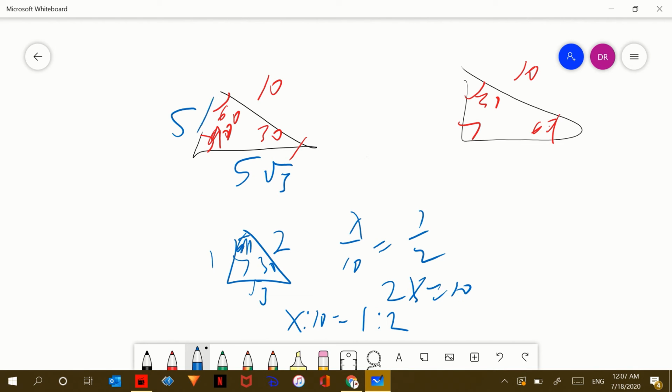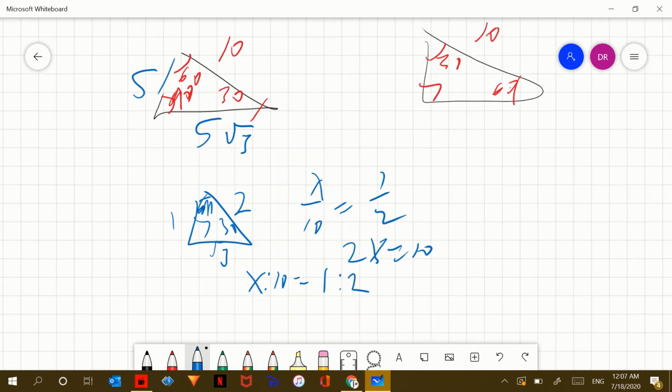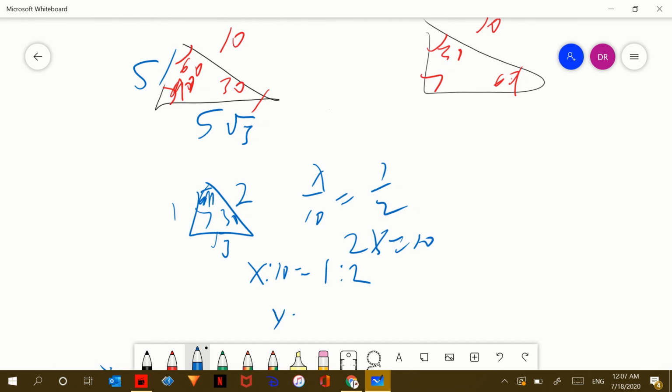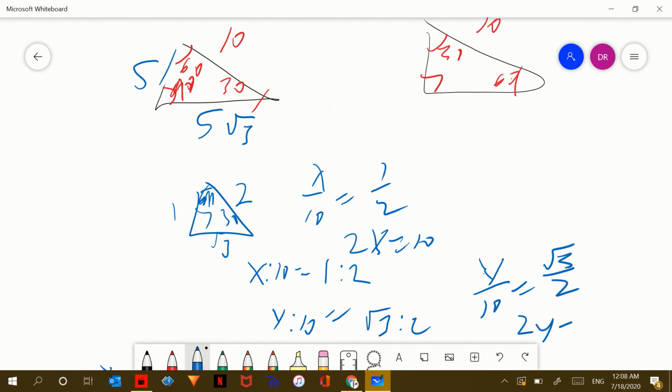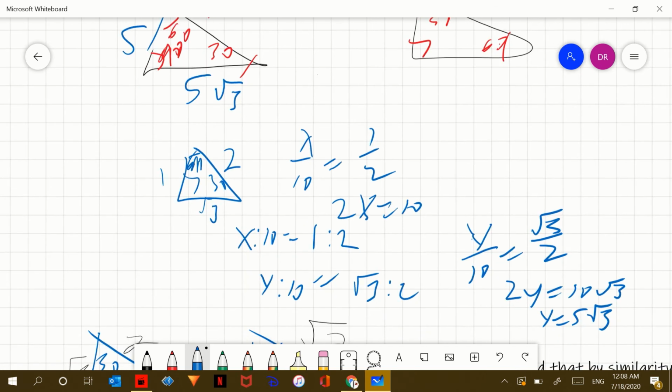Or you could do it like this. Again, you could use the ratios. y to 10 is equal to square root of 3 and 2. So y over 10 is equal to square root of 3 over 2. So cross multiply, you get this divided by 2. y is equal to 5 times the square root of 3.